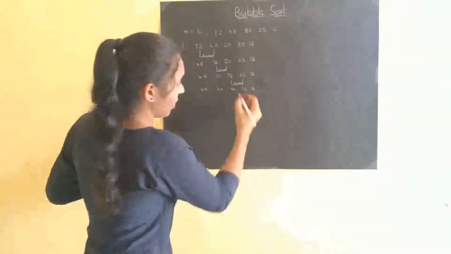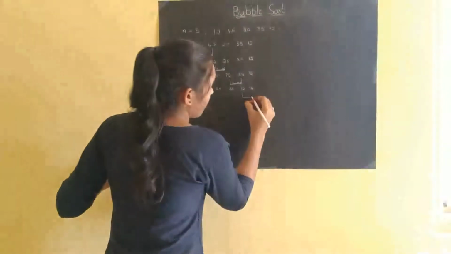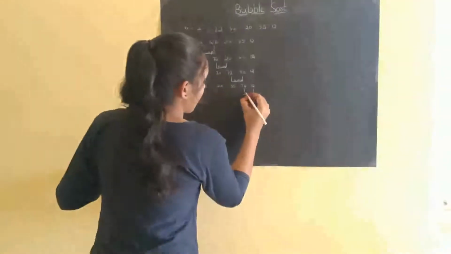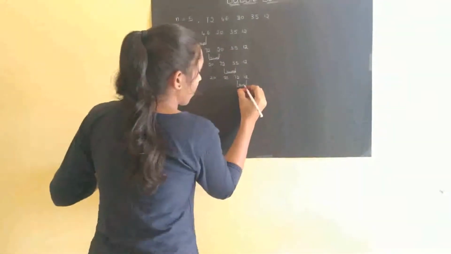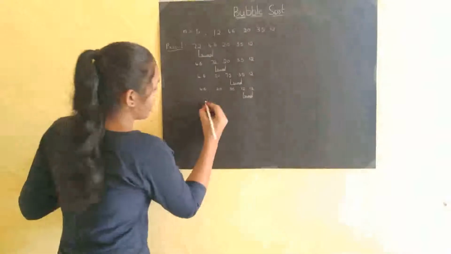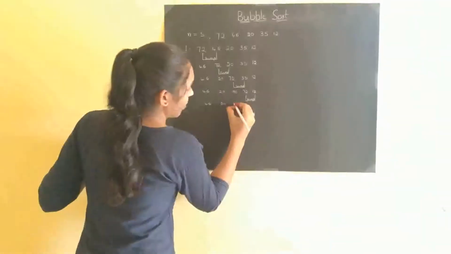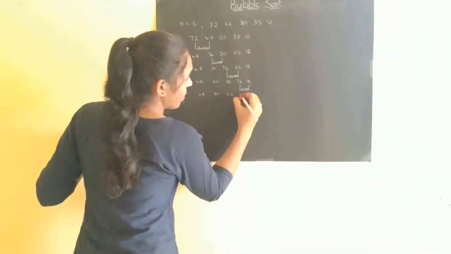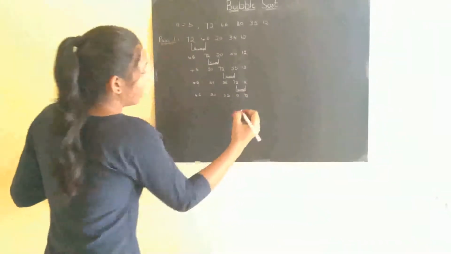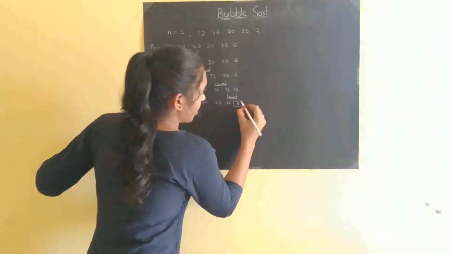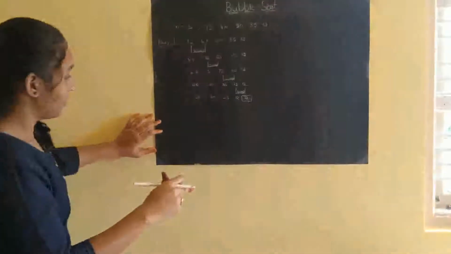Next we go with 72 and 12. Here 72 is also greater than 12, so we are swapping. Now the result is 46, 20, 35, 12, 72. So this is the result for pass one. And here we can observe that the largest number is in the last position.